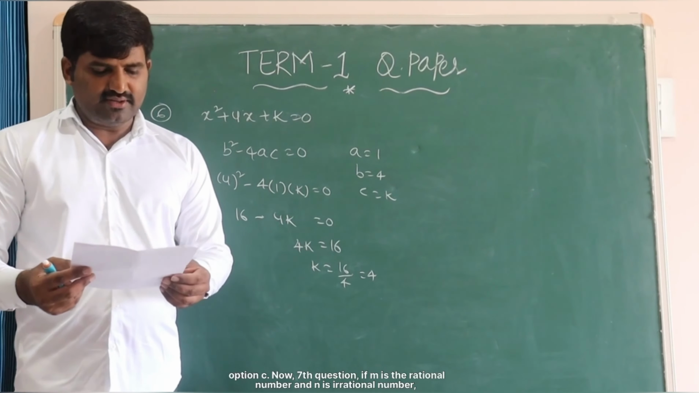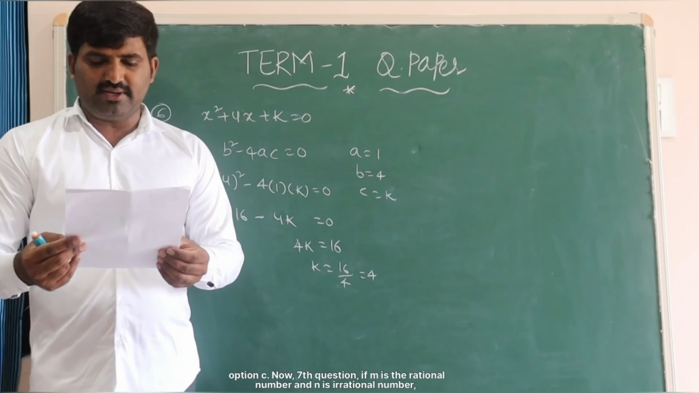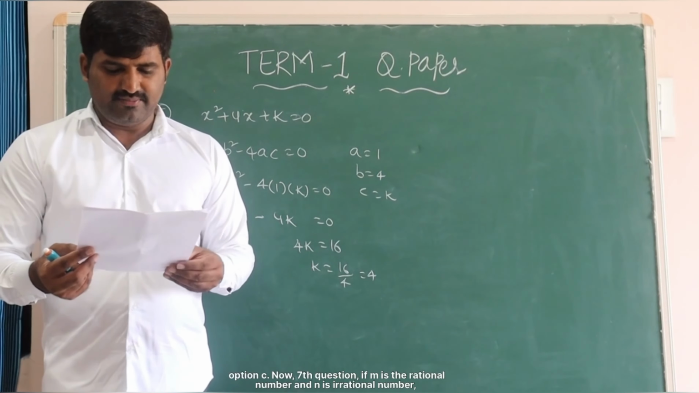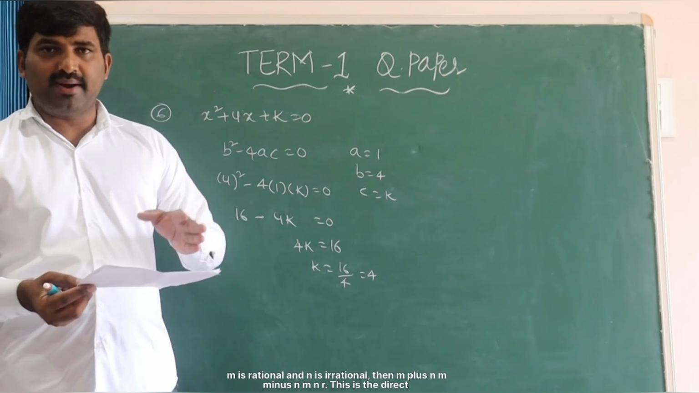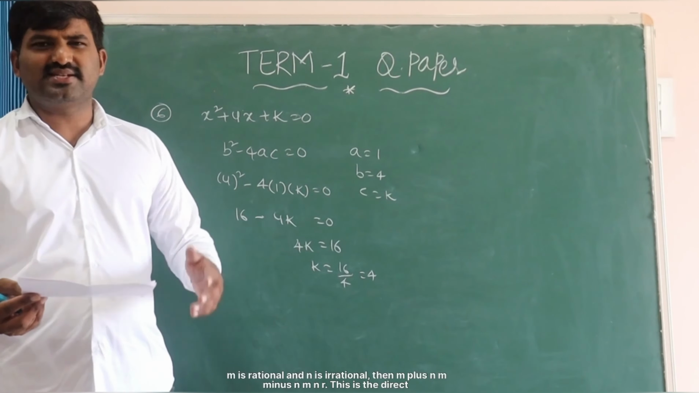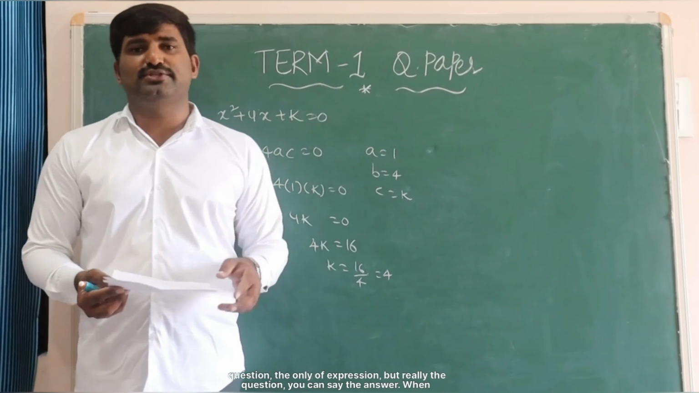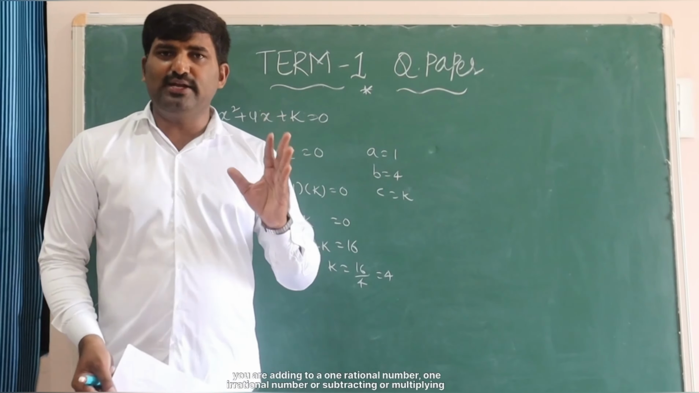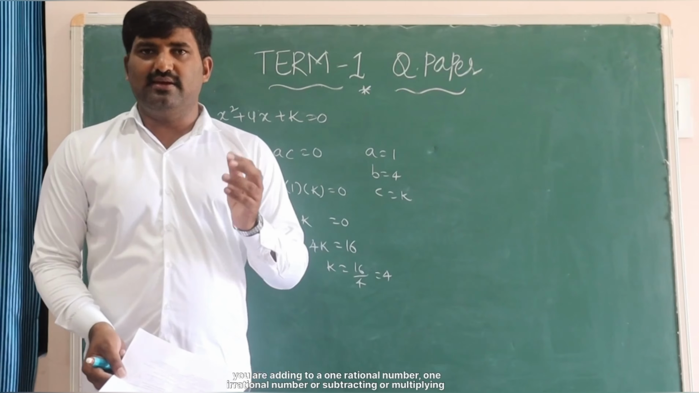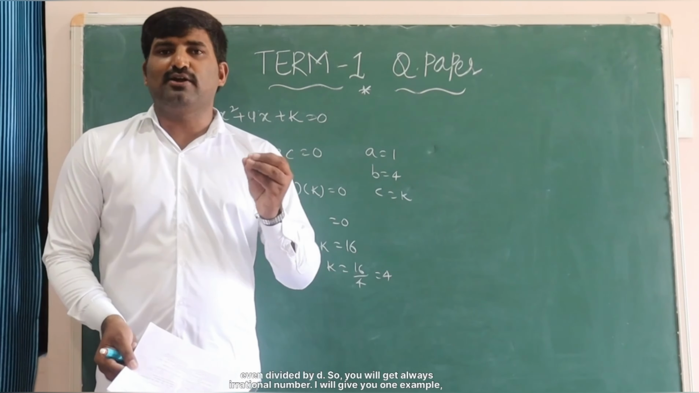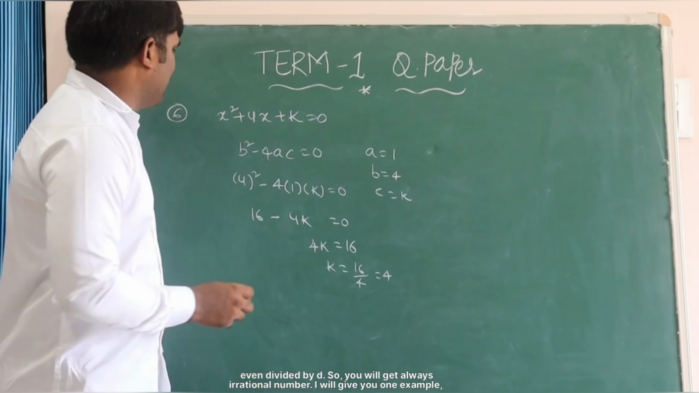Now seventh question, if m is a rational number and n is an irrational number, then m plus n, m minus n, mn are. This is a direct question, no need of explanation. By reading the question you can say the answer. When you add one rational number and one irrational number, or subtract or multiply, even divide, you will always get an irrational number. I will give you one example.